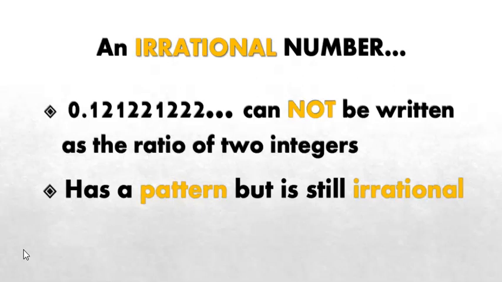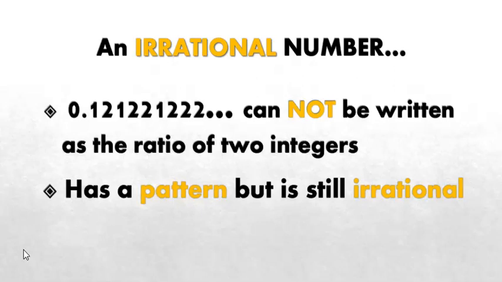Now, just because there's a pattern does not mean a number is irrational. This number, 0.121221222, is following a pattern, but that pattern is not one that we can represent as the ratio of two integers. So patterns that repeat the same exact digits and the same number of those digits are the types of patterns that we can rewrite in fraction form. Ones like this we cannot.